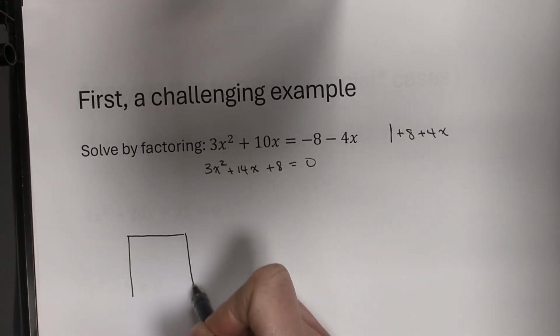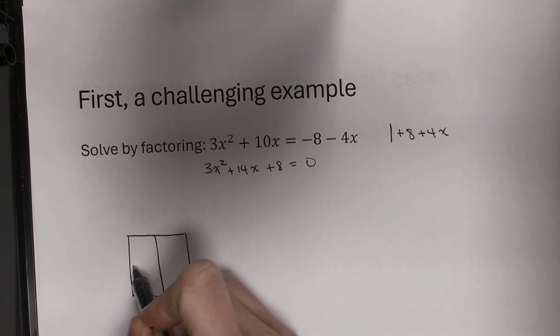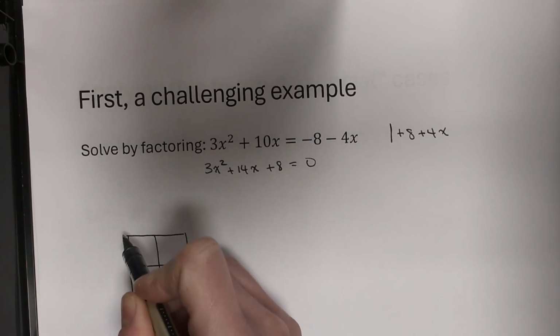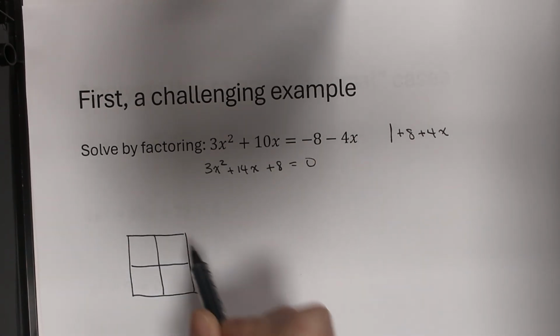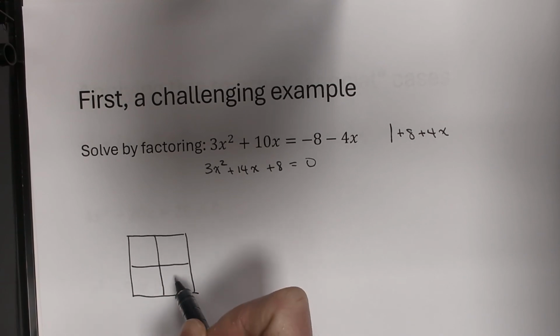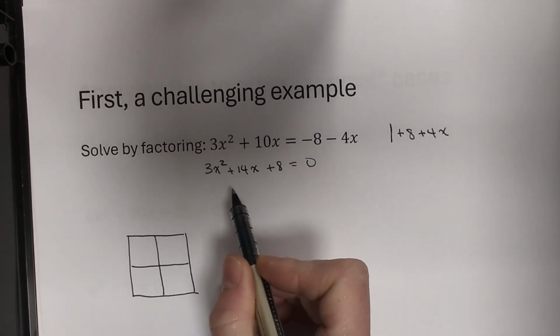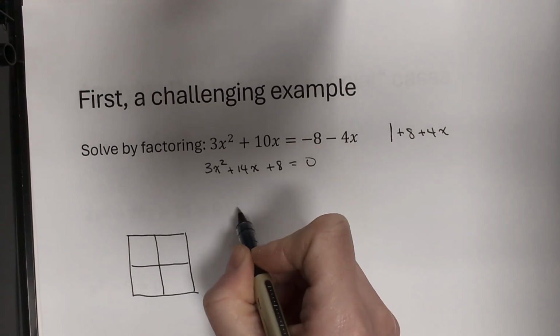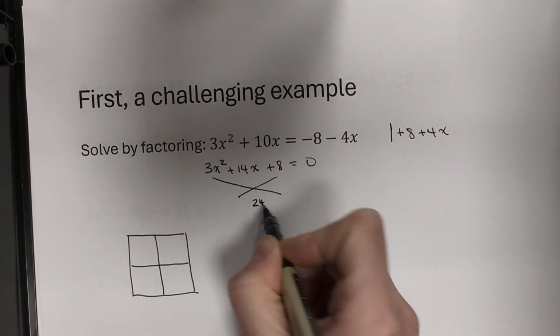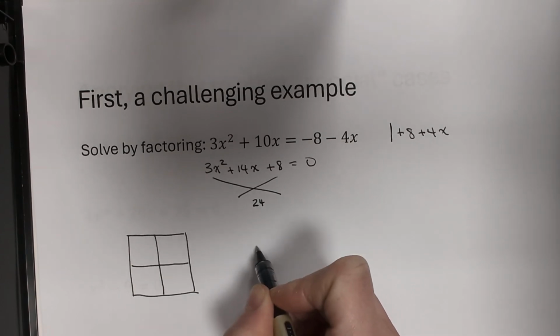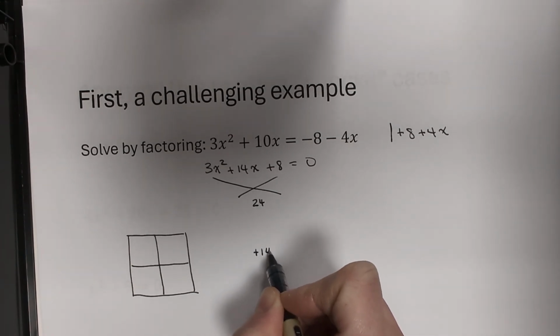Okay, so this box of 2 by 2 is telling me that I have a binomial, so 2 terms times 2 terms that I'm looking for in the factorization, and they will combine to give an unsimplified 4 terms, or when I combine them, this trinomial. So 3 times 8 is 24. I'm looking for 2 things that multiply to 24 and add to 14.